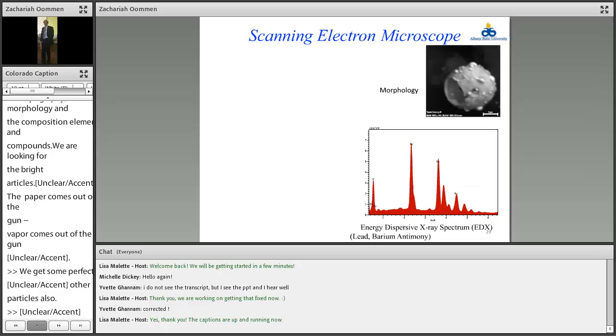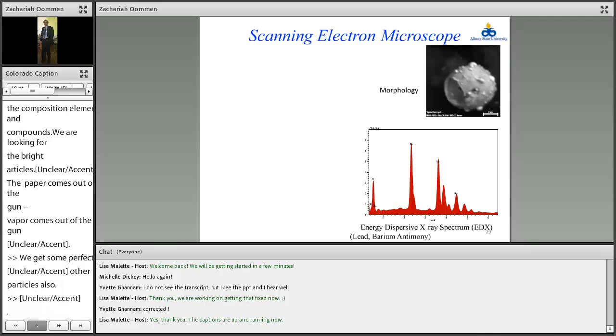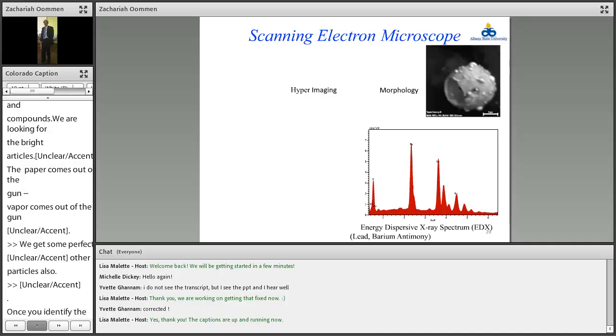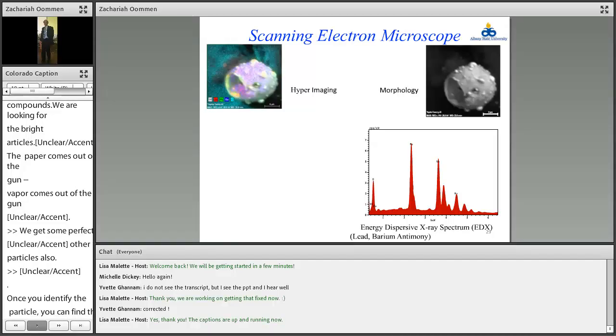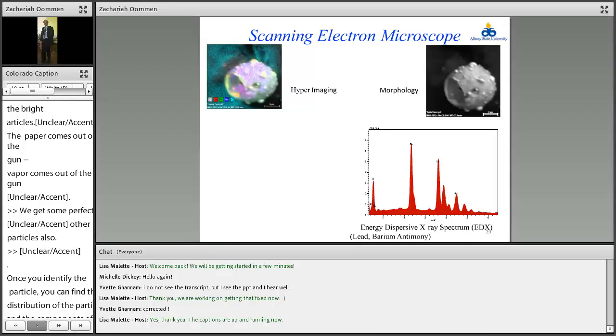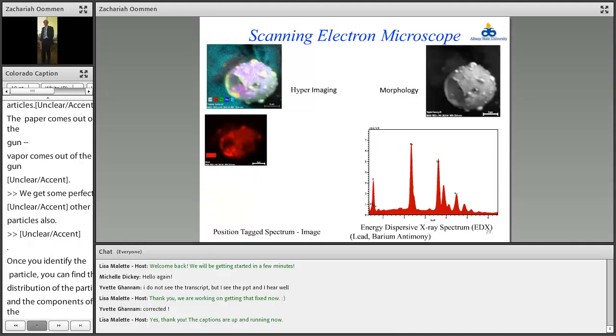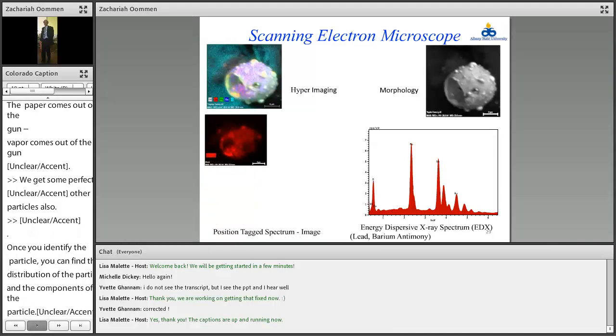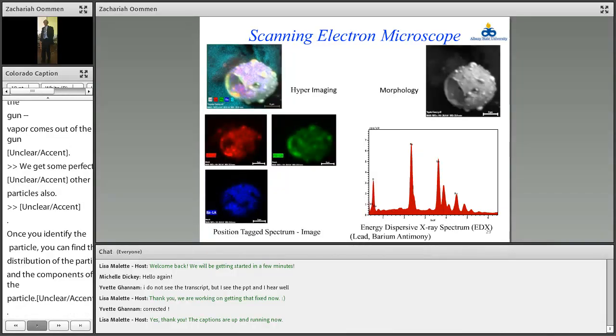So here is the EDS spectrum of the GSR component, and here you can see lead, barium and antimony. Lead is there because of lead styphnate, barium because of barium nitrate, and antimony as antimony sulfide. Once you have identified the particle, you can also find the distribution of the components within the particle. For that you do some hyperimaging, and the software does it for you. It just assigns different colors to lead, barium and antimony. By giving antimony a red color, you can see that the red color is spread all over the particle. Similarly, for lead you can see the green color, and blue for barium.